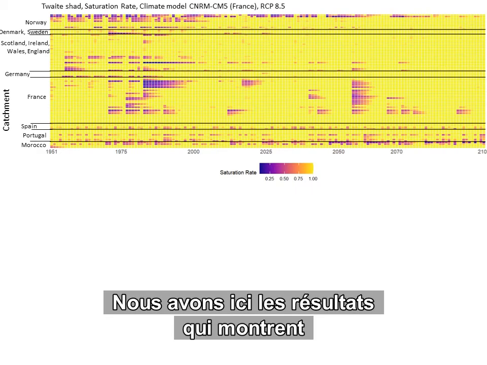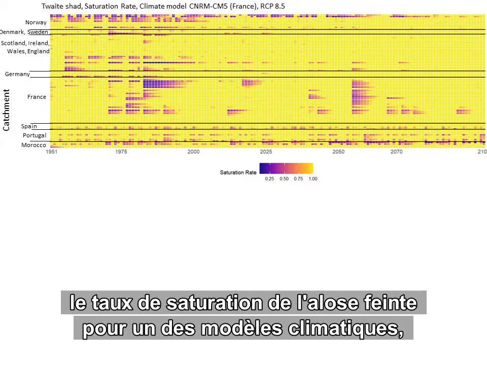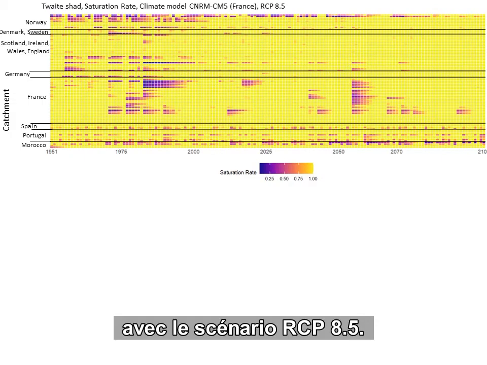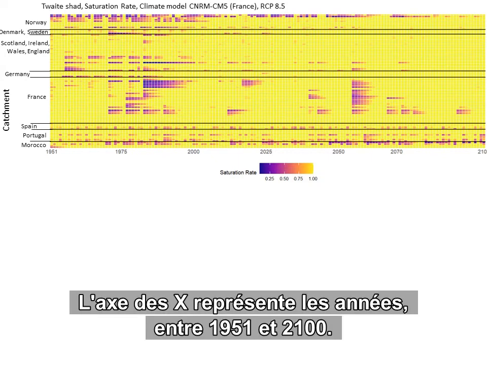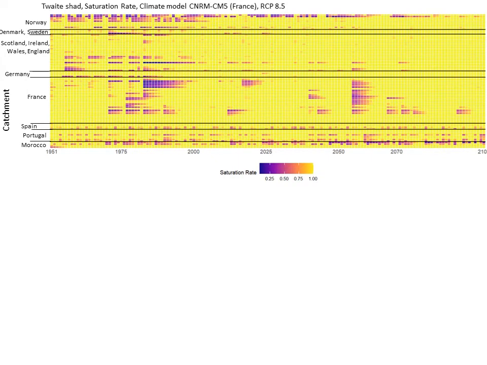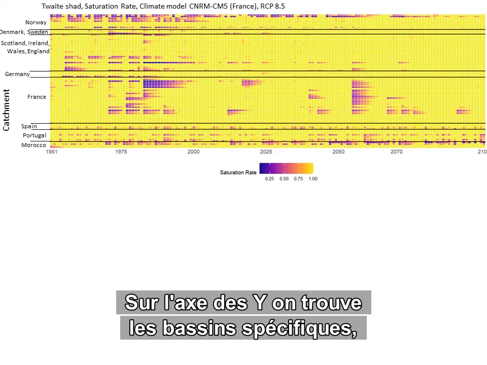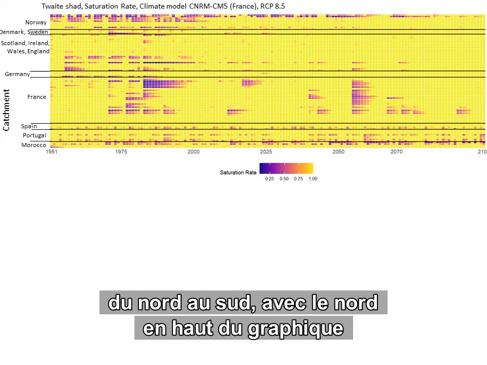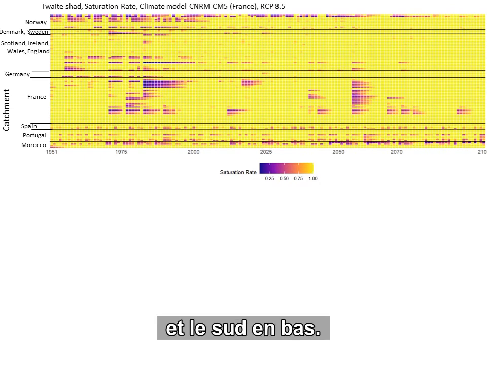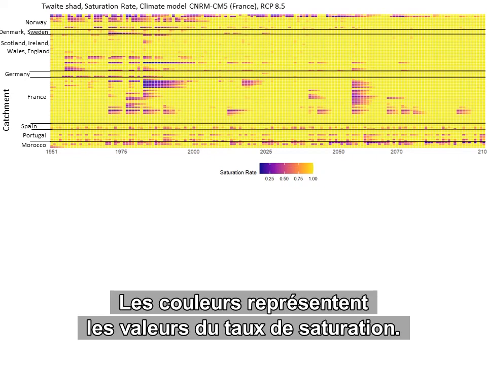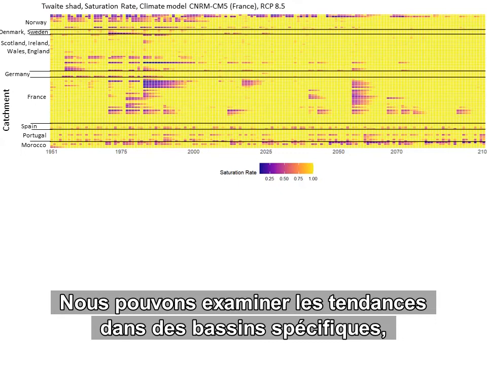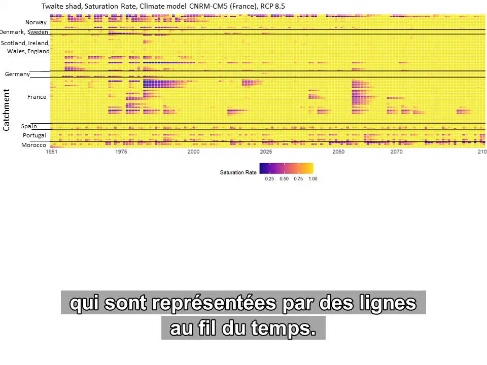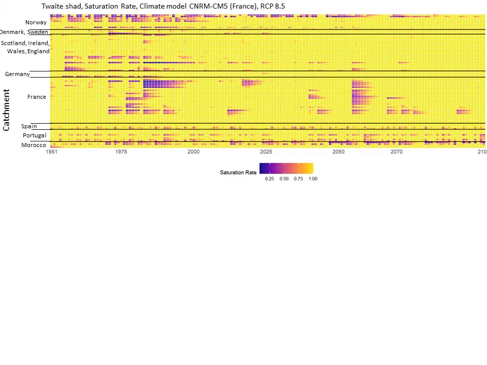Here are the results showing the saturation rate for Thwaite shad for one of the climate models with an RCP scenario of 8.5. The x-axis is showing years from 1951 to 2100. The y-axis is showing individual catchments that are arranged by region and essentially arranged north to south, with north being the top of the figure and south being the bottom. The colors represent the different values of the saturation rate. So we can look at trends for individual catchments, represented by rows, through time.